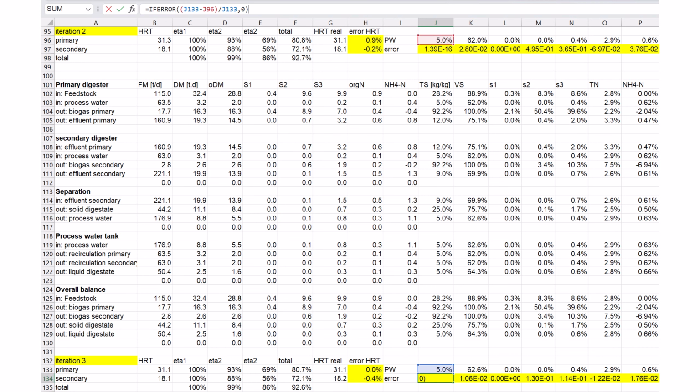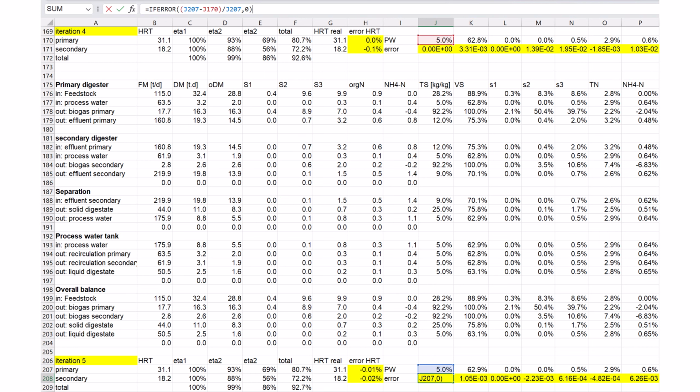We repeat the iteration. After iteration 2, the error in hydraulic residence time is less than 1%, and the errors in the process water compositions drop as well. The error in the substrate 2 composition is now 49%. After iteration 3, the residence time error is less than 0.5%, and the largest error in the process water composition is 13%.